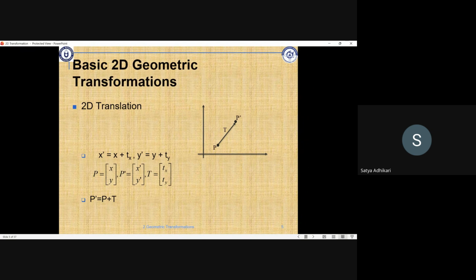Here you see p dash equal to p plus t, that is, we added our translation factor to the previous position x and y to form a new position x dash and y dash. So if p is your initial position and p dash is your new position, then p dash is obtained by adding p plus t, where p is the initial position x y and what is t? That t is the matrix which contains your translation factors tx and ty. So p dash equal to p plus t.